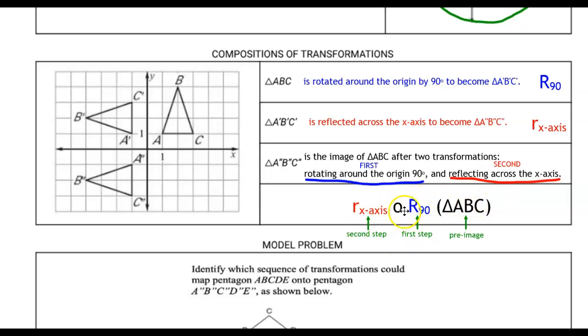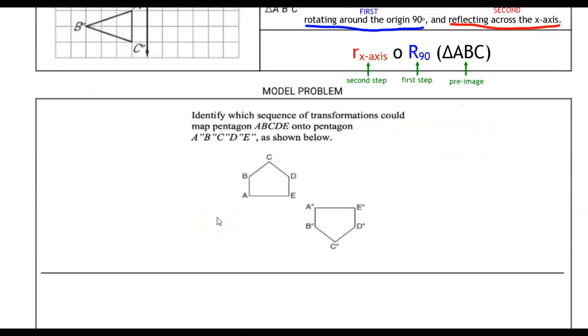This is just a little circle. I don't know what this symbol is called. Hold on, let me look this up real quick. All right, I looked it up. The best I could find was that this is a composition symbol. Anyway, it just tells us that to a specific shape, I'm going to apply this transformation, then I'm going to apply this transformation. All right, let's take a look at the model problem.